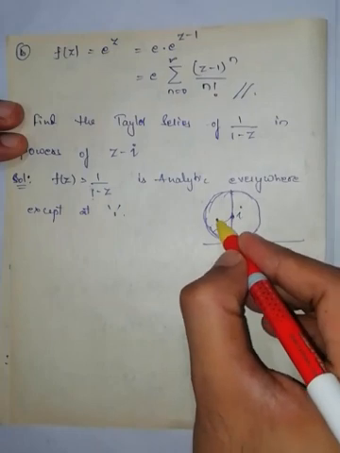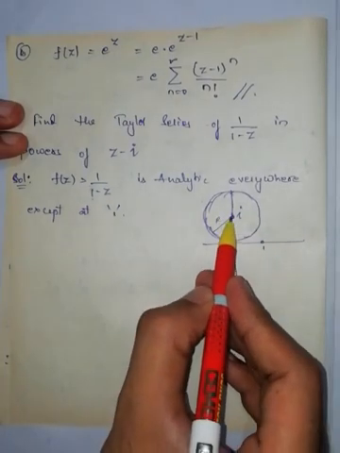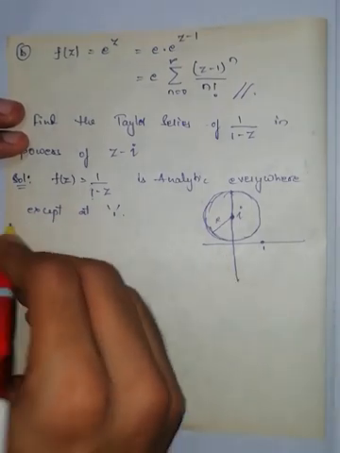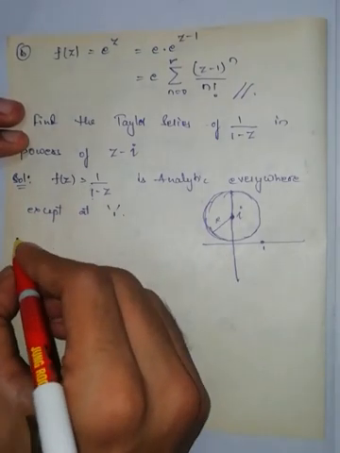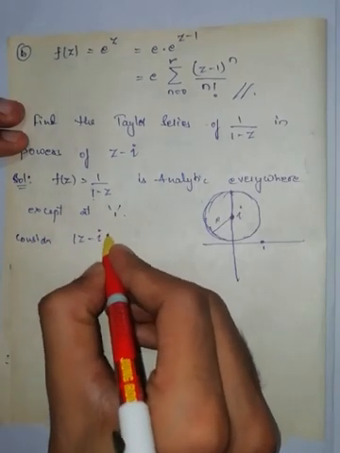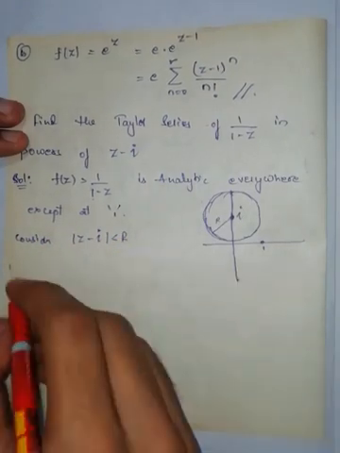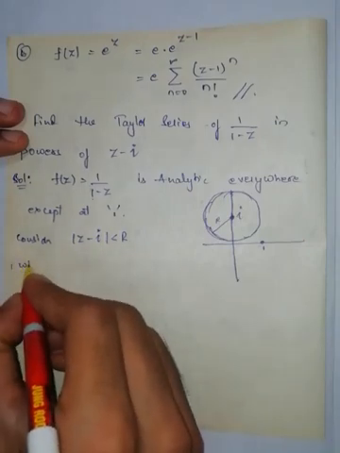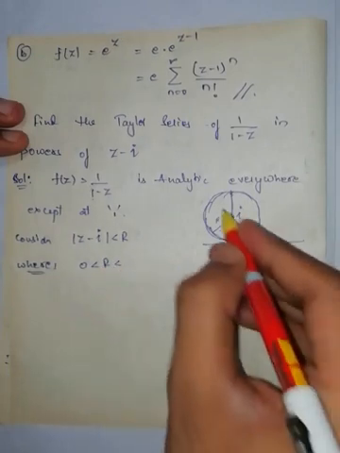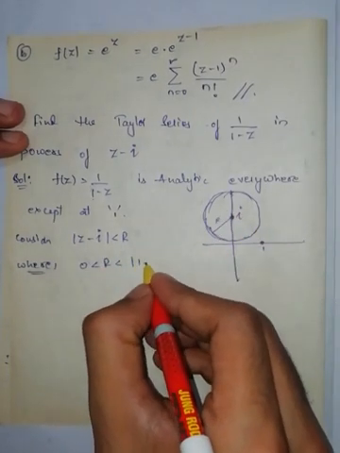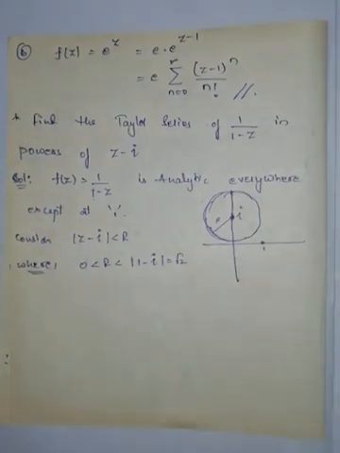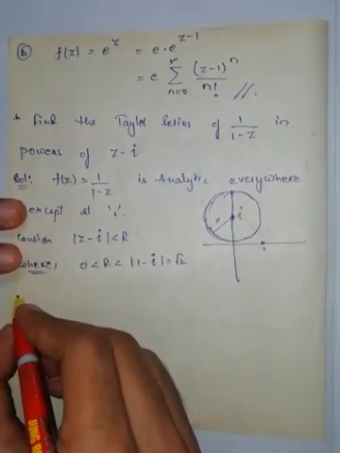What radius do we have to take? The radius should be less than this distance. So consider modulus of z minus iota less than r, where 0 less than r less than the distance between 1 and iota, which is equal to root 2.